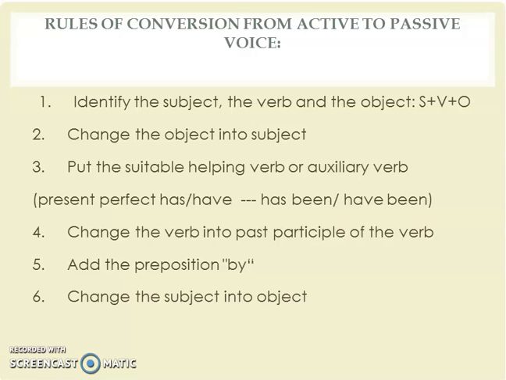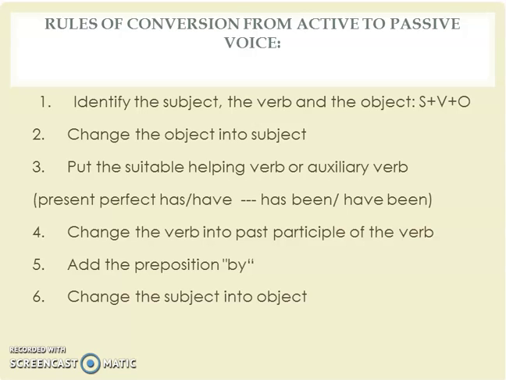Second, change the object into subject. Number 3, put the suitable helping verb or auxiliary verb. For example, in present perfect tense, we have the helping verb has, have. We change this with has been or have been.